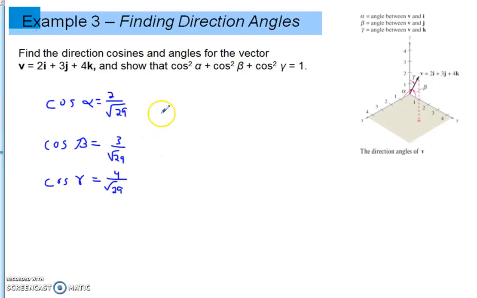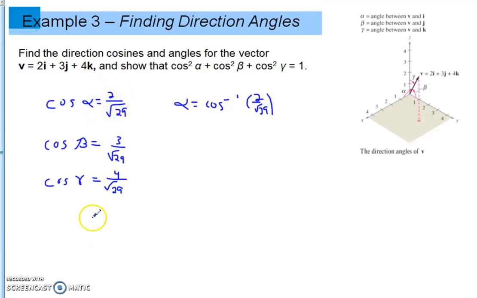If I wanted to find alpha, I would just say it's the inverse cosine of 2 over the square root of 29. And you can do the rest of them the same way. I'll let you do that on your own. And finally it says show that cosine alpha squared plus cosine beta squared plus cosine gamma squared is equal to 1. Let's go ahead and do that.